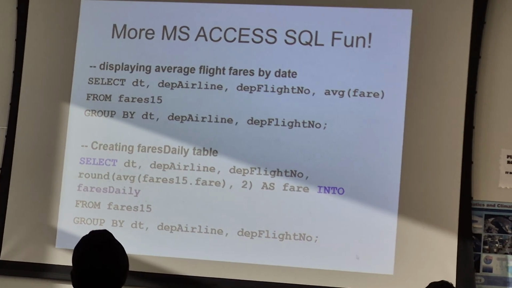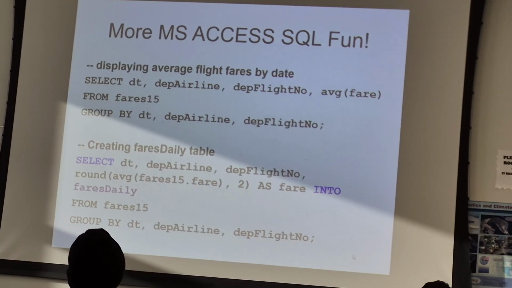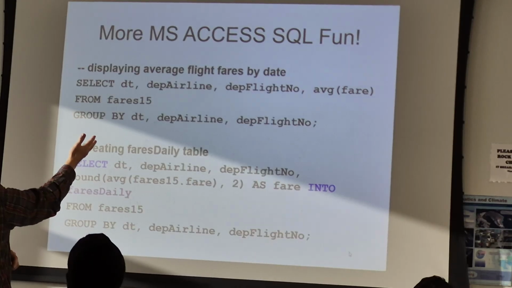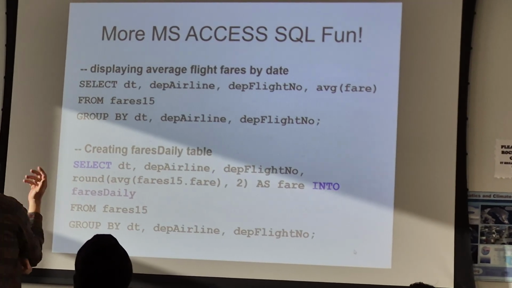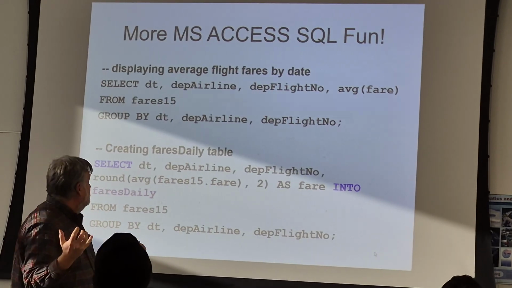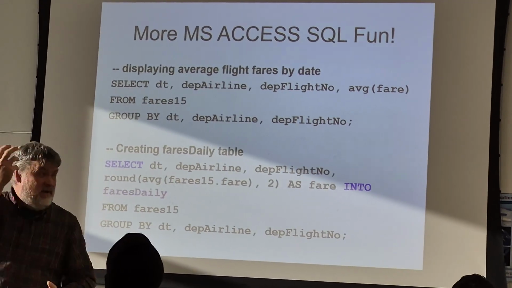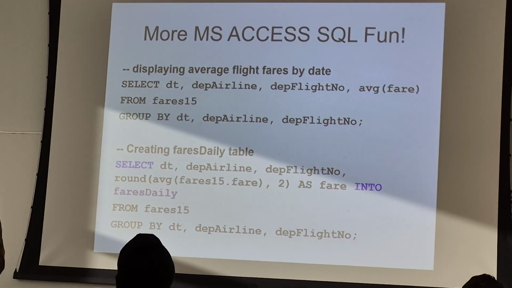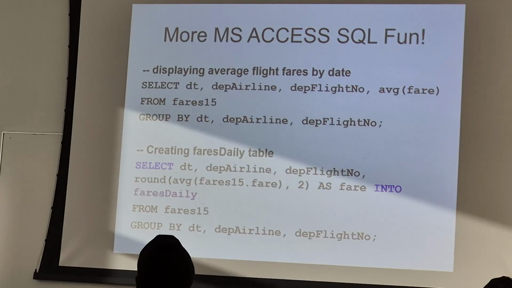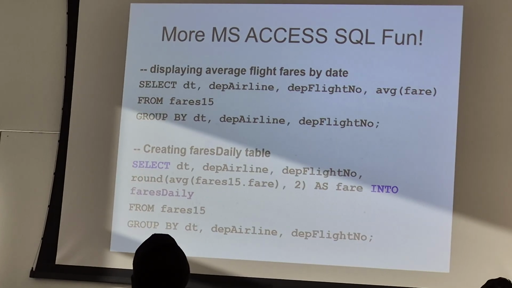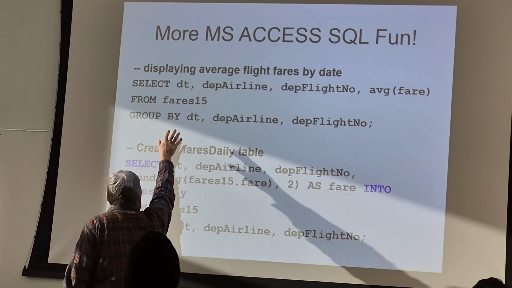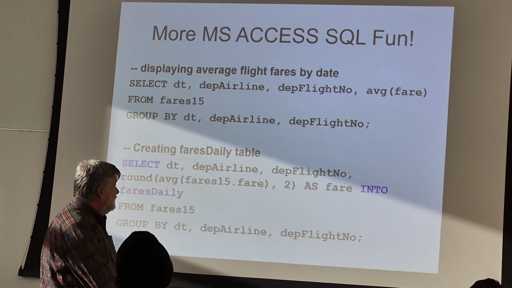And so select date, departure airline, departure flight number, and I guess fare. Why not just do fare rather than average fare? From fares 15, we'll return a table with 4 columns: a date column, a departure airline column, a departure flight number column, and a fare column that will have the details that people collected over the course of the semester, taken out of some table named fares 15.